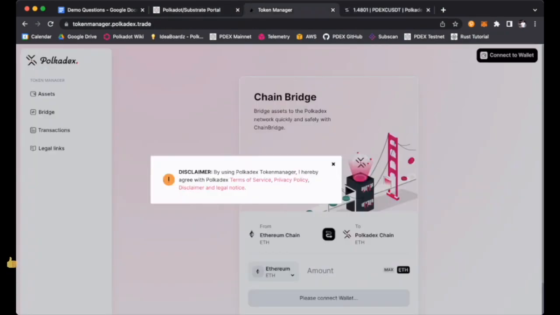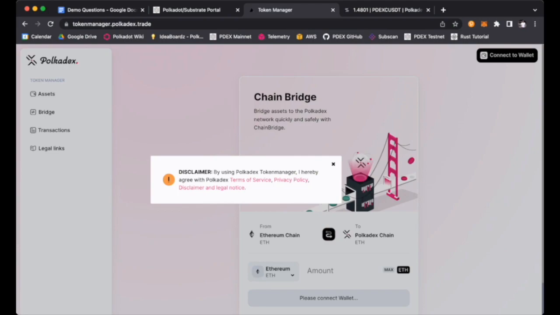All right. So this is my token manager interface. To give a brief context about token manager, the main purpose of token manager at the moment, at least, is to bridge tokens from other networks to the Polkadex network. There are really two simple steps to bridge tokens from the Ethereum network, which we are currently supporting, to the Polkadex network. Just two simple steps. I'll show you what those are.